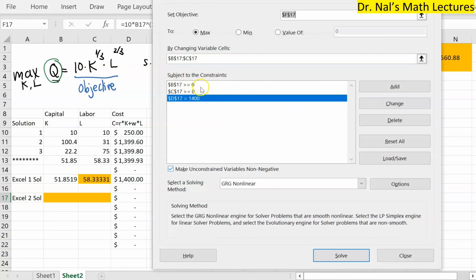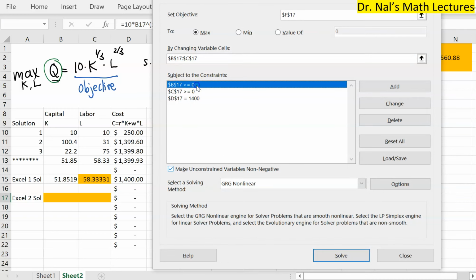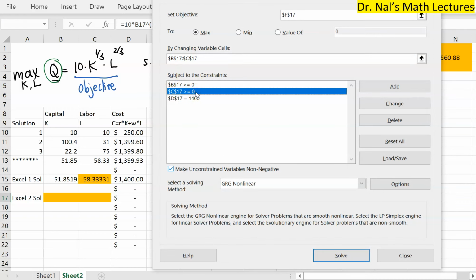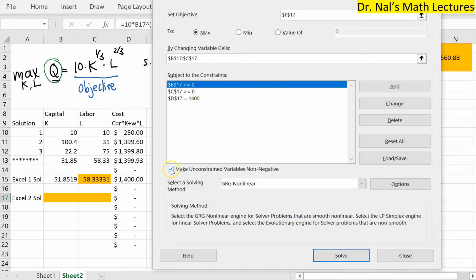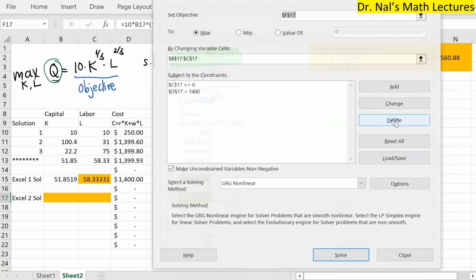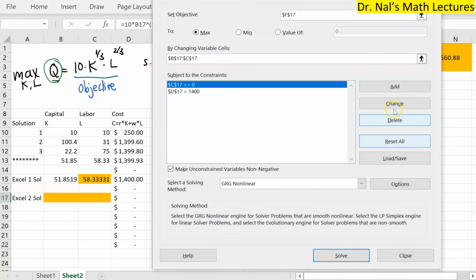But the thing of the matter is those two constraints are not necessary to put, because here, look at that. Here it says make unconstrained variables non-negative. So it's already part of the problem. So either I uncheck it and add these two conditions, or if it's checked, those two conditions are irrelevant. So I can just delete those two conditions. Delete that one and delete that one. They are totally unnecessary. All right, does that make sense?